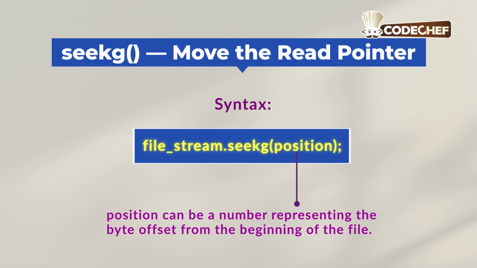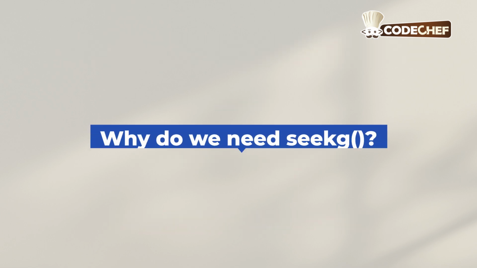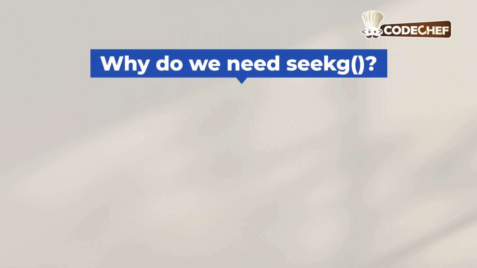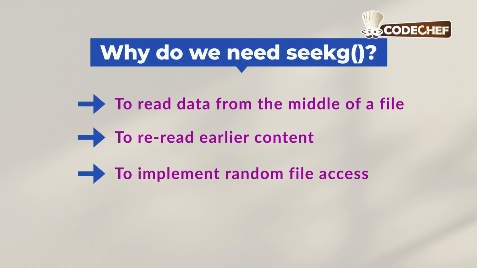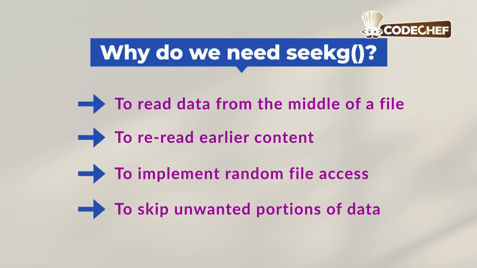To understand this in detail, we will see a program on the CodeChef platform. But before that, let us discuss why we need the seekg method: to read data from the middle of a file, to reread earlier content, to implement random file access, and to skip unwanted portions of data. So these are some applications of the seekg method.